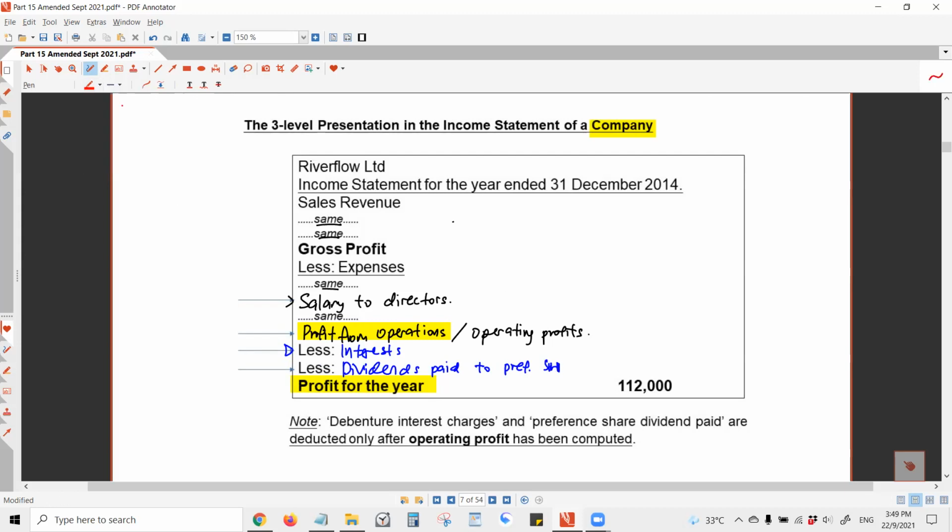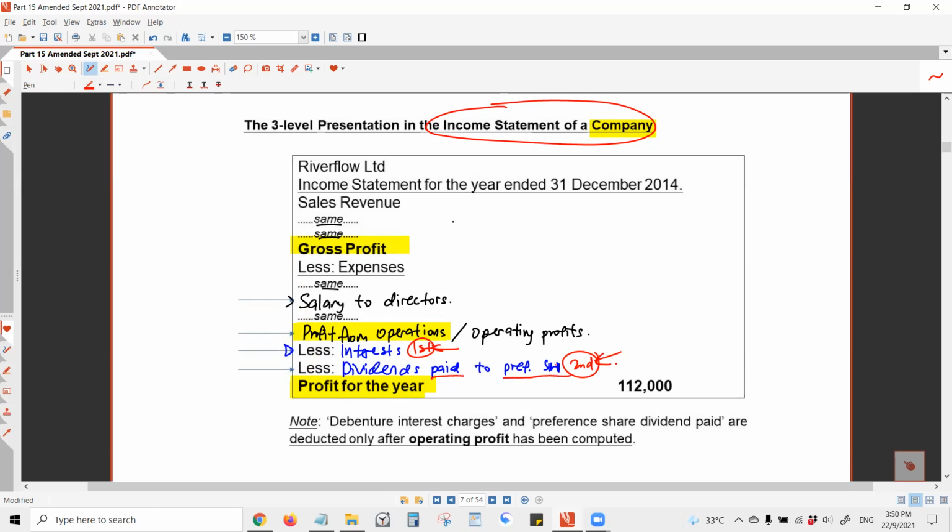So once again, let me repeat. Important thing to remember in a company's income statement is that you must have 3 levels of profit. The gross profit level, and the last one is always profit for the year. Before profit for the year, you need to have profit from operations. And in between profit from operations and profit for the year, you can only have maximum these two things. Must minus interest first, if you have any interest on loan, then followed by this one. This must come first, then this comes second, if there is any: dividends paid to the preference shareholders, you minus it here.